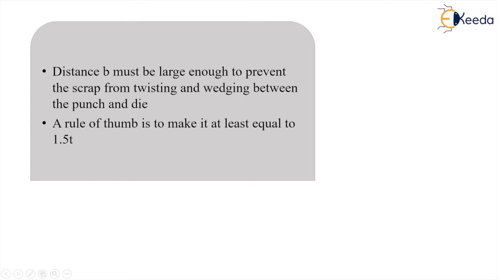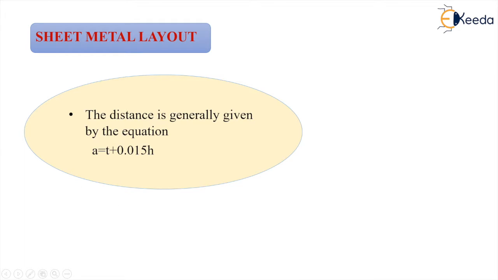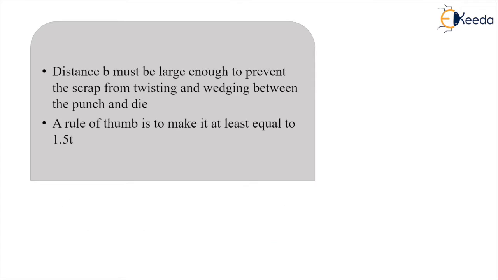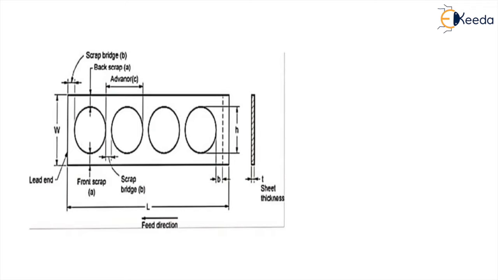Now we have already seen that the distance is generally given by the equation. The distance A here is the thickness plus 0.015 times the height of the blank that you are going to produce. Distance B must be large enough to prevent the scrap from twisting and wedging between the punch and die, and the rule of thumb is to make it at least equal to 1.5 times the thickness of the sheet. This is for B. B is our scrap bridge, and A is our front or back scrap.